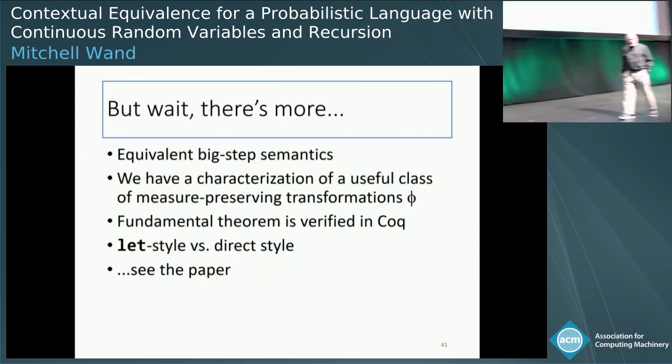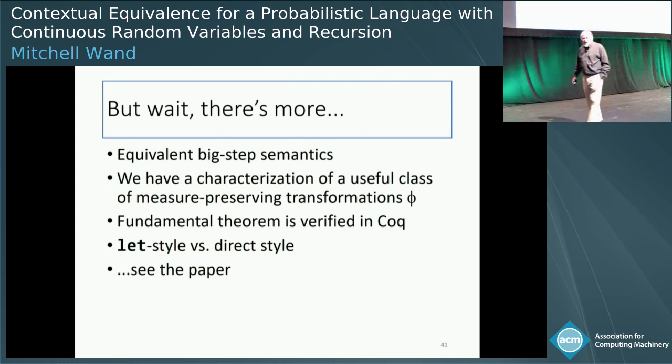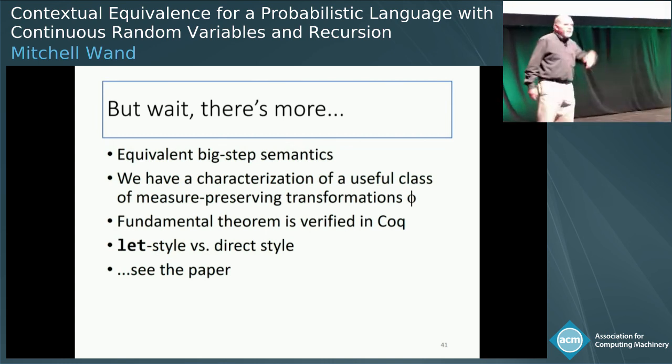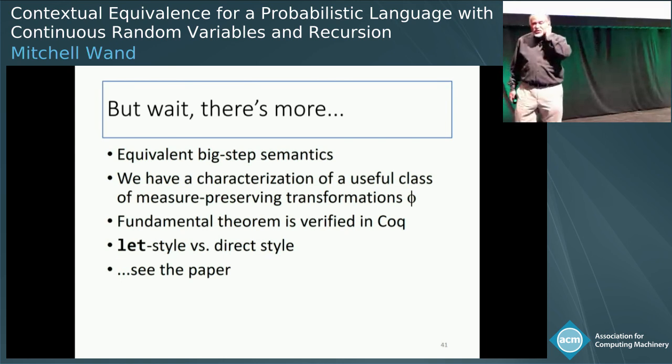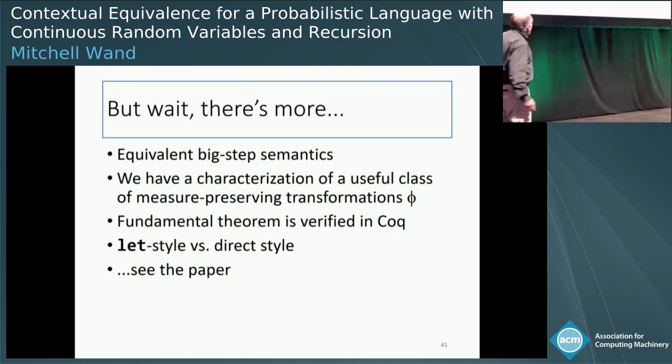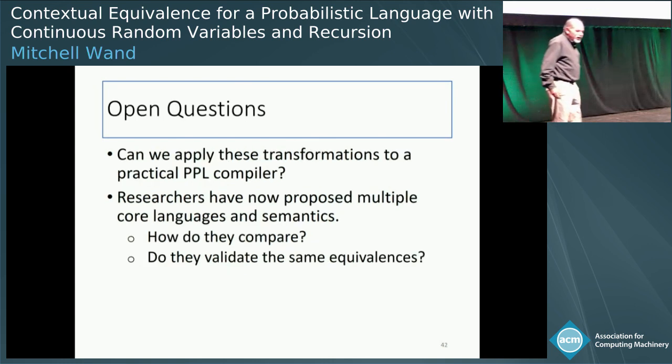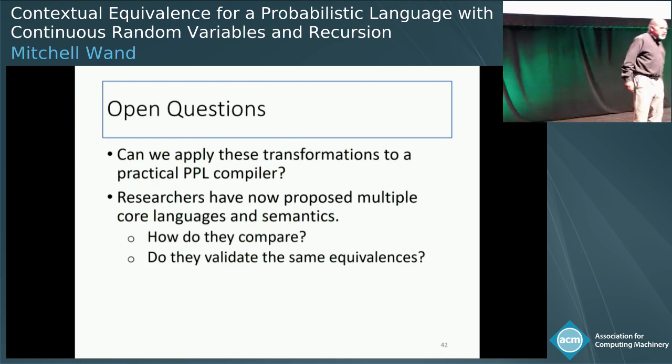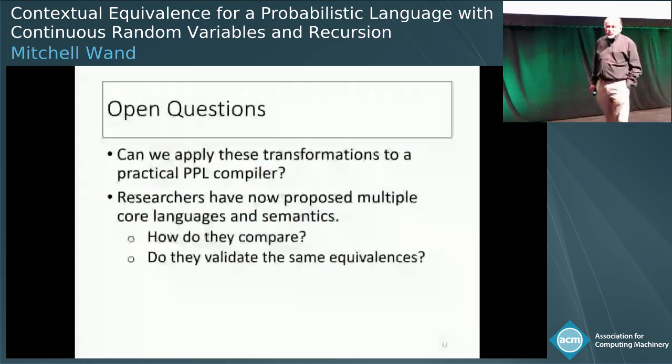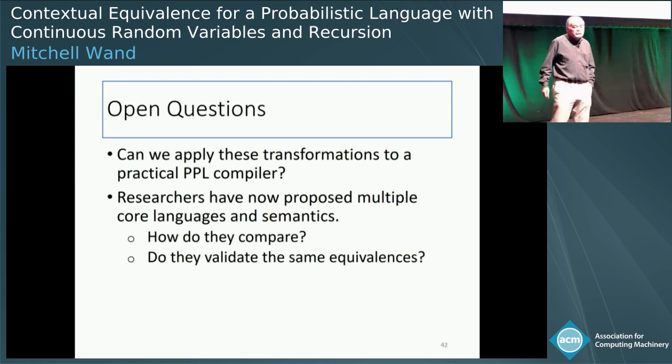Okay, but wait, there's more, right? There's an equivalent big step semantics. We have a characterization of a very useful class of these measure preserving transformations. The fundamental theorem is verified in Coq, and so on and so forth. Okay, and I have 1 second left. Open questions. Can we apply these transformations to a practical compiler? Maybe. Don't know.